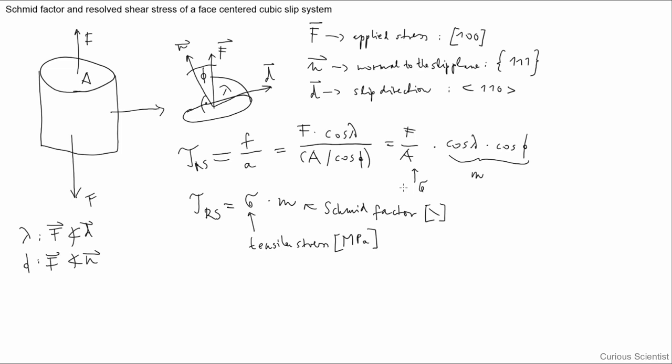So whenever we want to calculate the resolved shear stress within a slip system, we have to know the Schmid factor, so basically the geometry of the slip system, and we have to know the tensile stress. If we know these things, then we can calculate the resolved shear stress, and this can give us a lot of information about the deformation of the material. In the next slide I will show you a worked example of how this can be calculated for a simple FCC system.